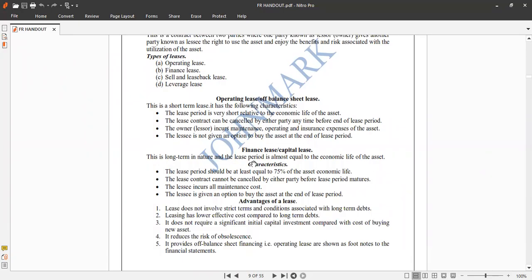These are long-term in nature, and the lease period is almost equal to the economic life of the asset. What are some of the characteristics of a finance lease? The lease period should be at least equal to 75% of the asset's economic life. For a long-term lease, or capital lease, or finance lease, the lease contract cannot be cancelled by either party before the lease period matures. The lessee incurs all maintenance costs, and the lessee is given an option to buy the asset at the end of the lease period.